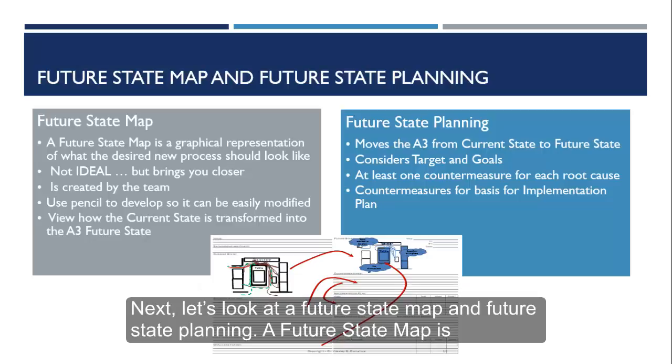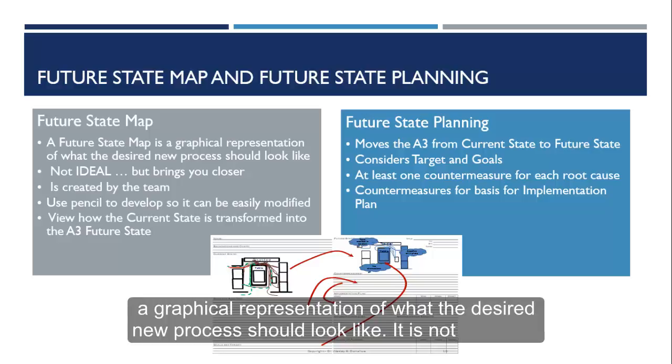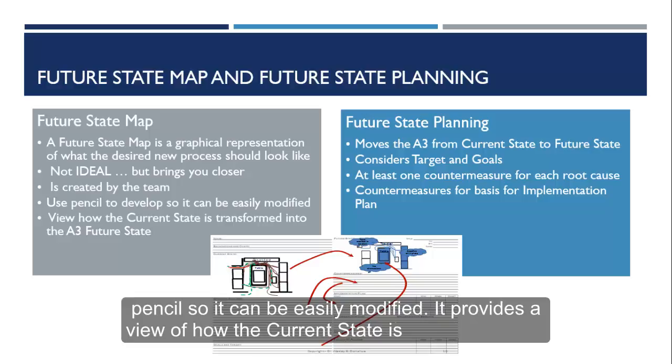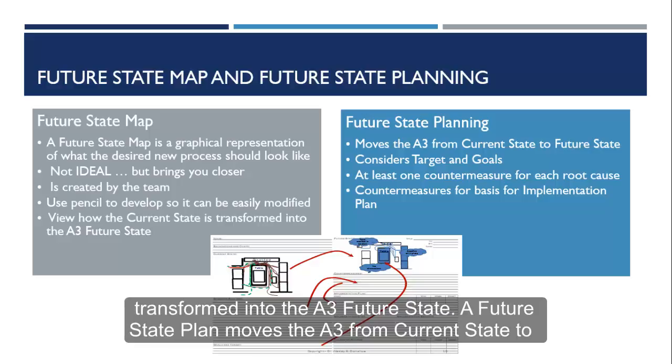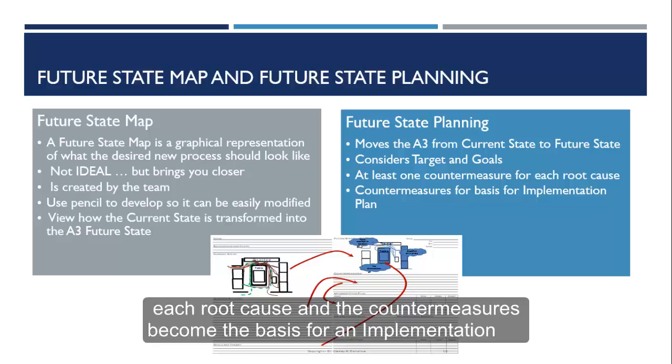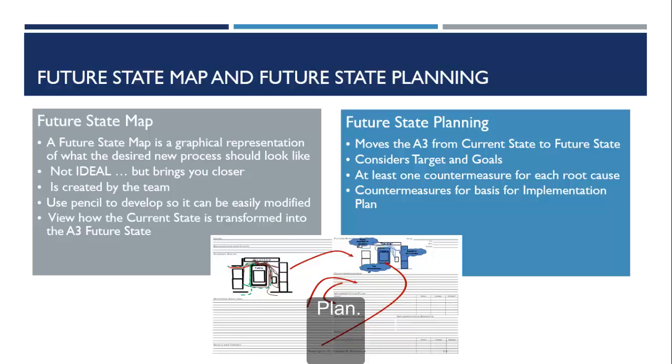Next, let's look at a future state map in future state planning. A future state map is a graphical representation of what the desired new process should look like. It is not ideal, but brings you closer. It is created by the team and should be developed using pencil so it can be easily modified. It provides a view of how the current state is transformed into the A3 future state. A future state plan moves the A3 from the current state to future state, considers the target and goals, and there is at least one countermeasure for each root cause, and the countermeasures become the basis for an implementation plan.